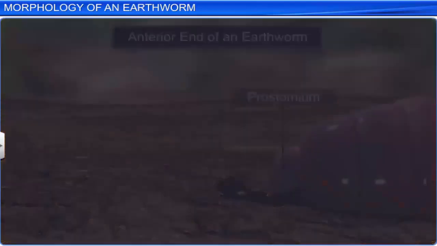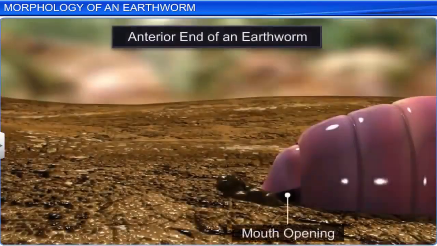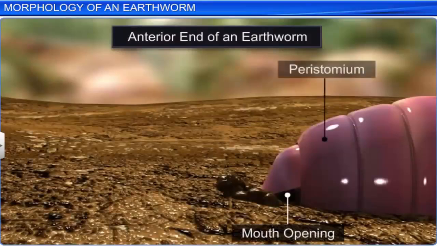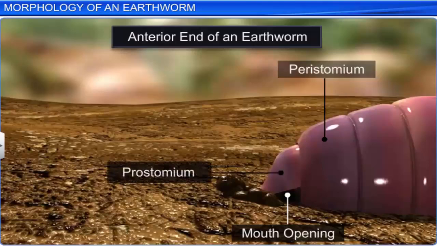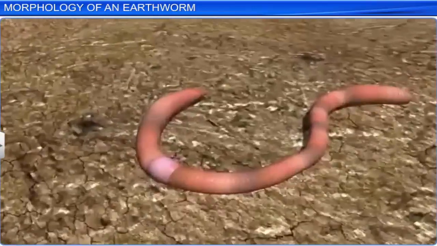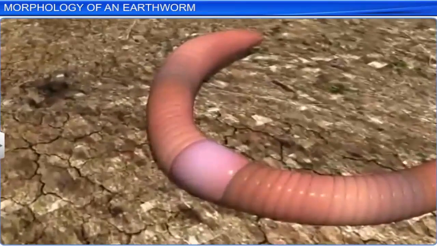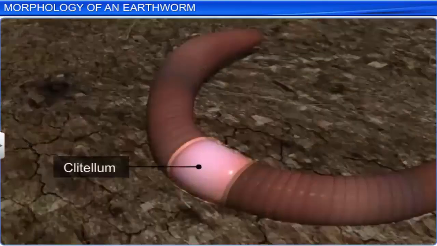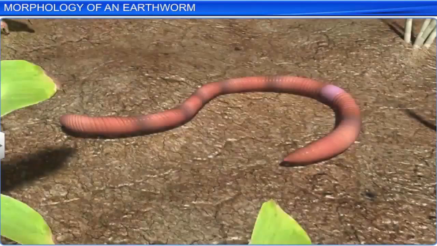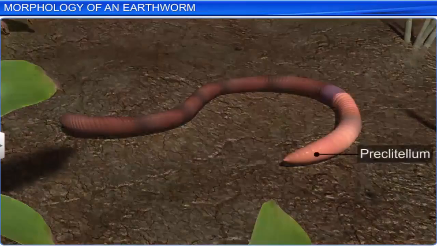The anterior end also bears the mouth, which is attached to the first body segment called the peristomium or the buccal segment. Moreover, the mouth is covered by the prostomium. The body of a mature earthworm has a thick, dark band called the clitellum. This band is formed around the 14th to the 16th segments due to the secretion of glandular tissue and divides the body into three parts: the preclitellar, clitellar, and postclitellar segments.